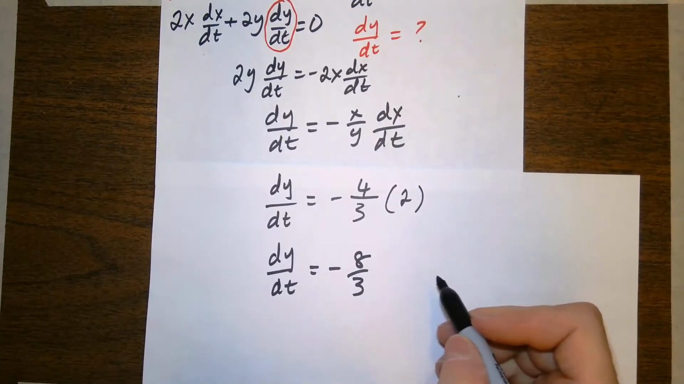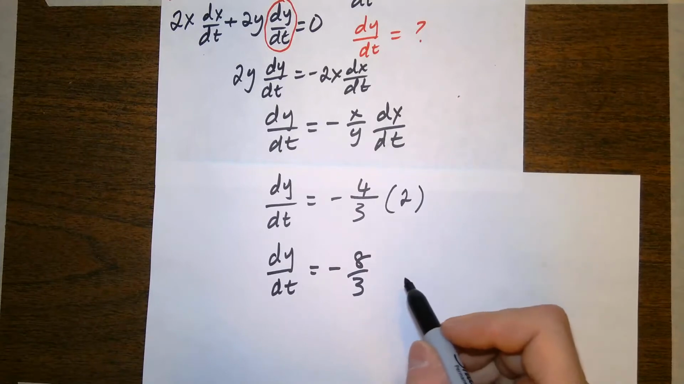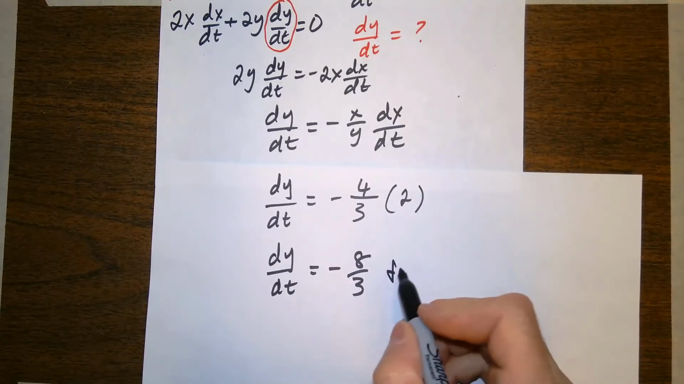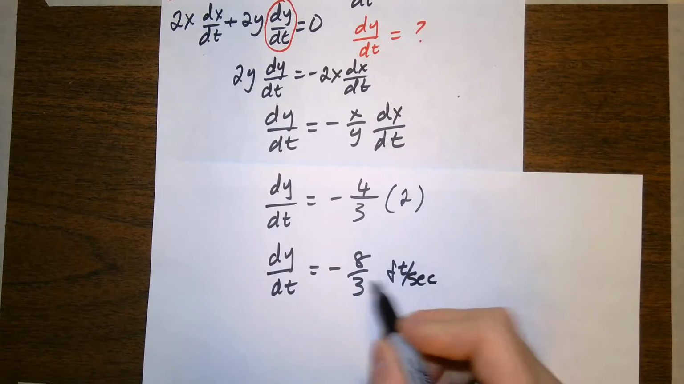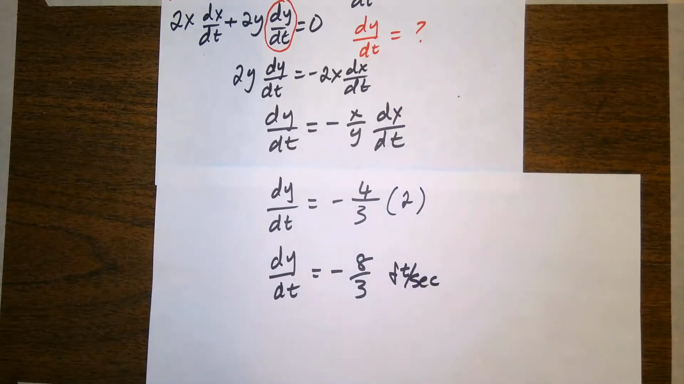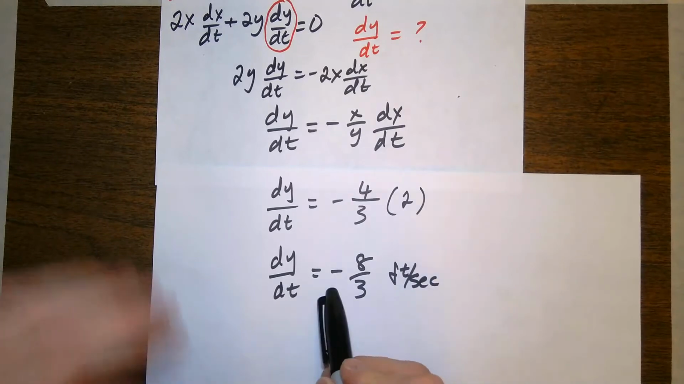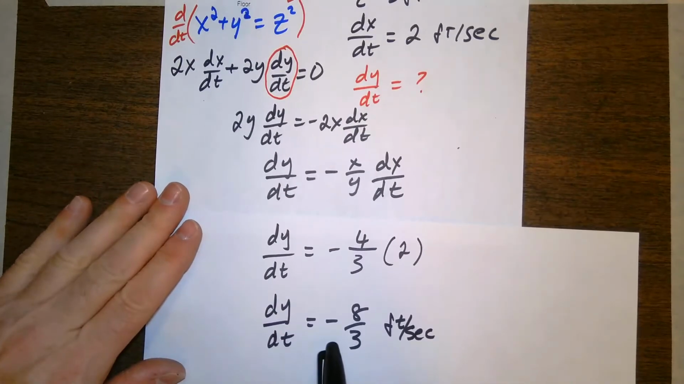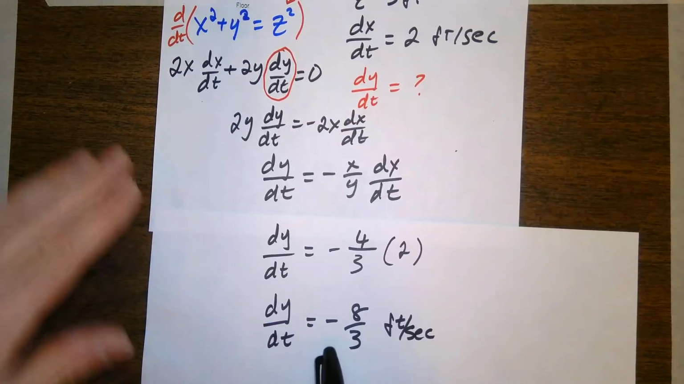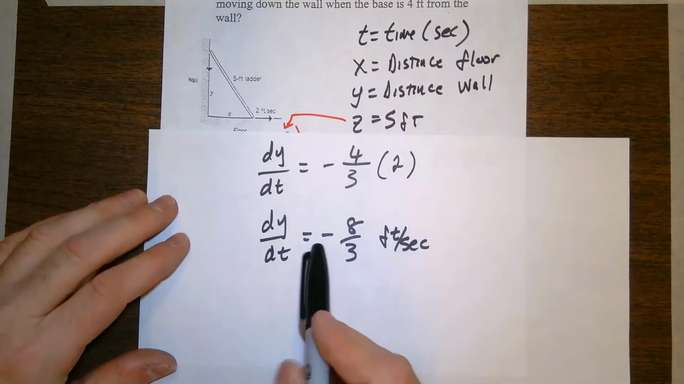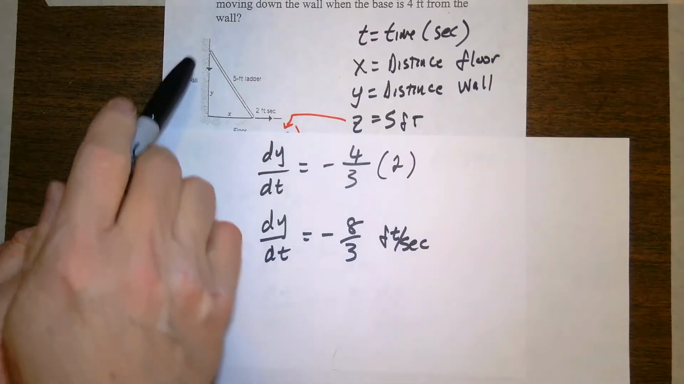Negative 8 thirds feet per second here. What's the significance of the negative part of this? The fact that it's negative. Well, remember, this is feet per second, this is velocity here. The sign of the velocity indicates a direction. The significance here, if I go back up to my original problem, is that the negative is the direction.